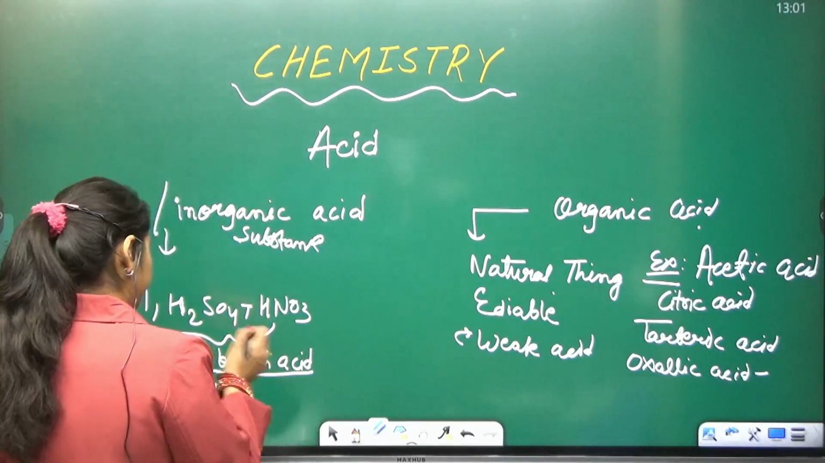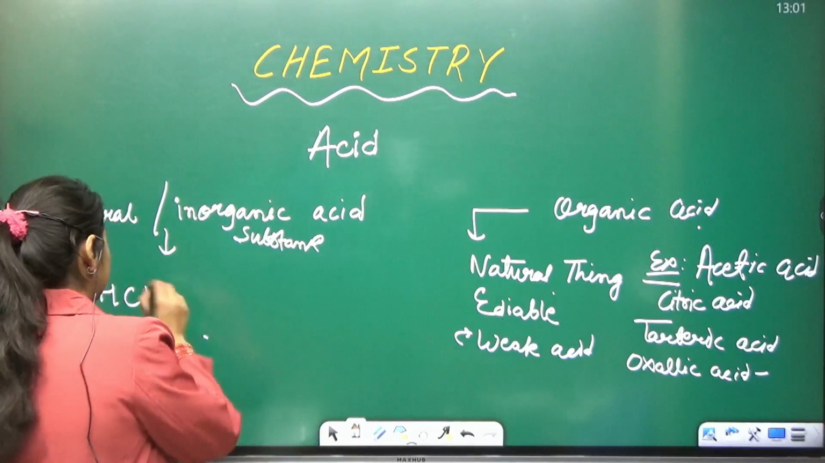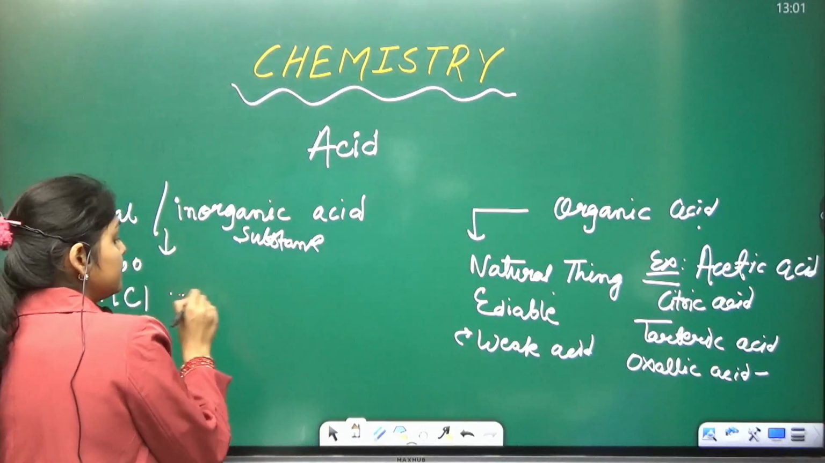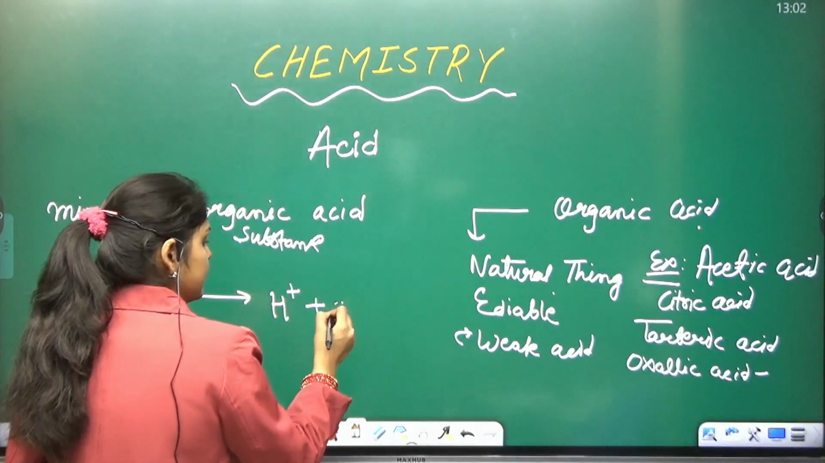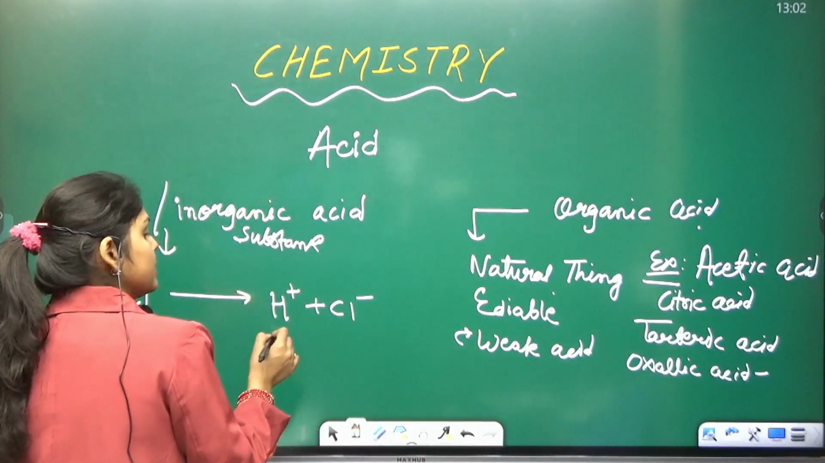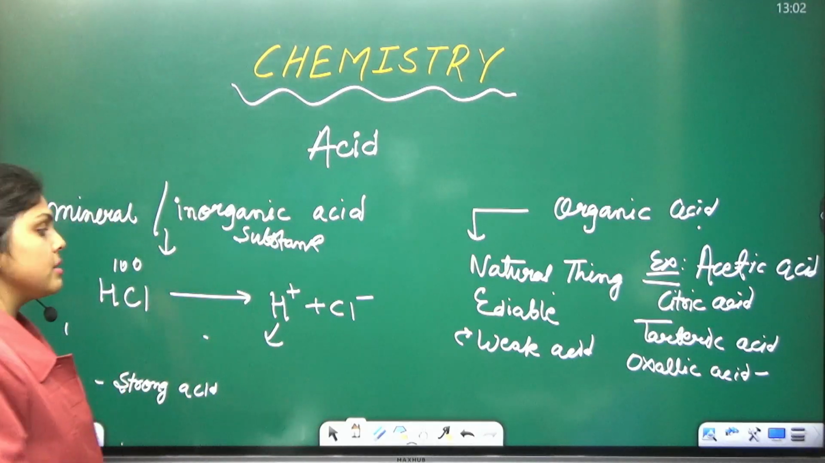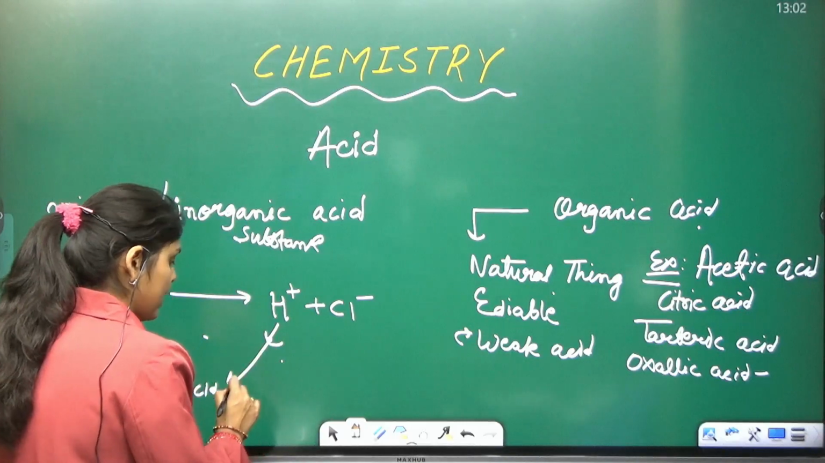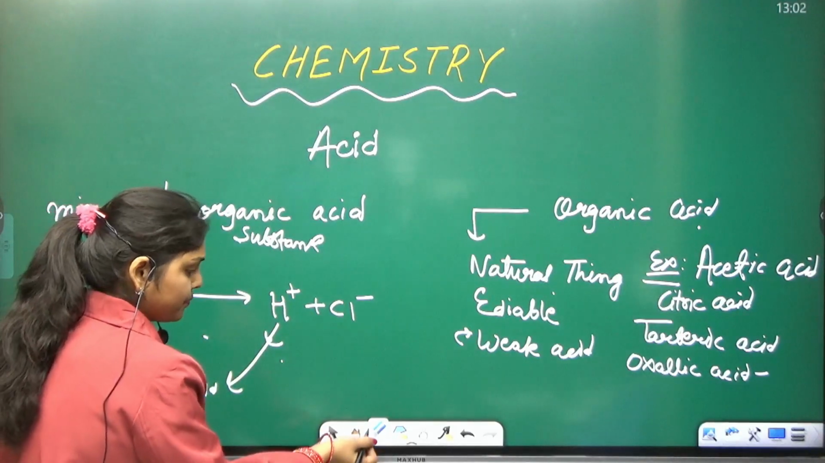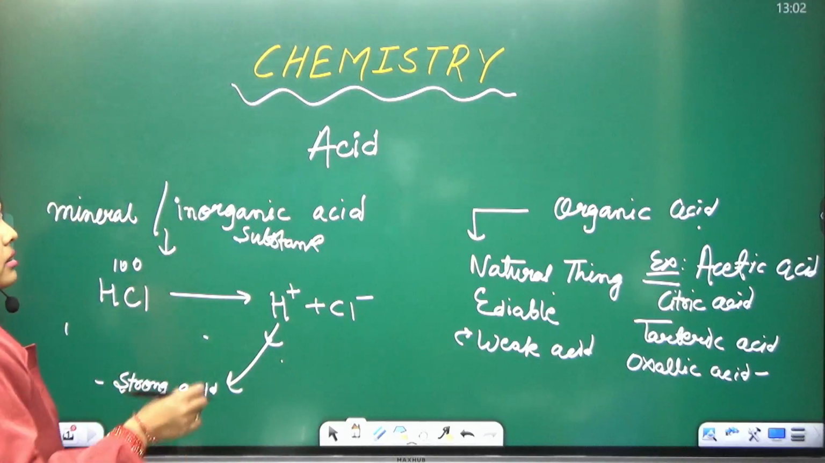So if you take 100 molecules of HCl, then all 100 of them will be ionized, completely dissociate and give 100% H plus ions. So they give H plus ions in large amount. So that's why these are called strong acids. Okay. So here we talked about strong acid and weak acid.